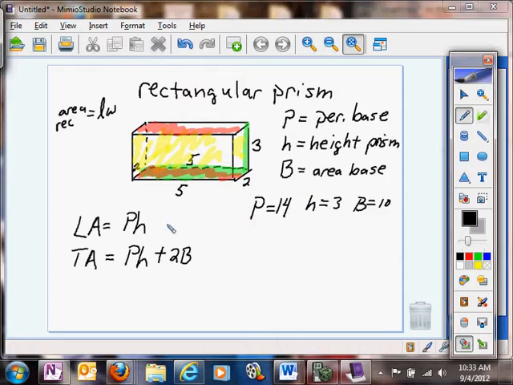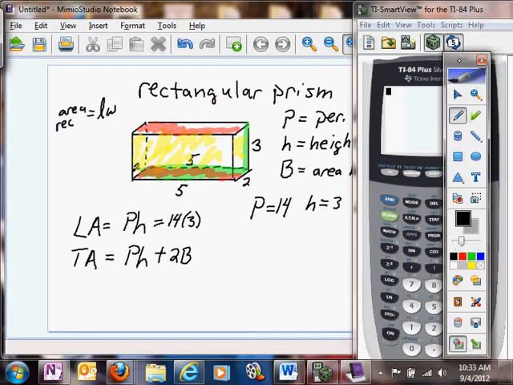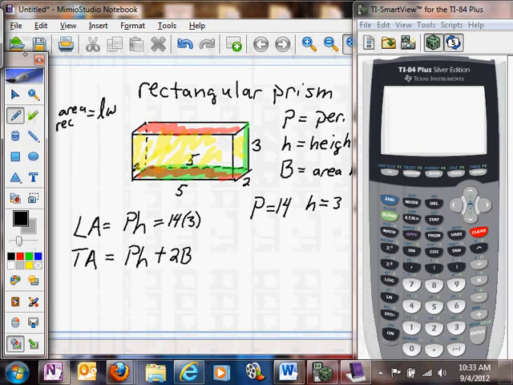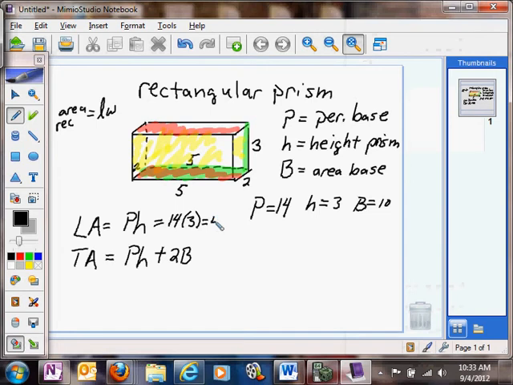So continuing on, just plugging everything in. Big P I found to be 14 times h, which is 3. Do not try to multiply this out. Use your calculator. You're given the calculator on the exam for tax. Use it. So 14 times 3, I get 42. So my lateral surface area is 42.